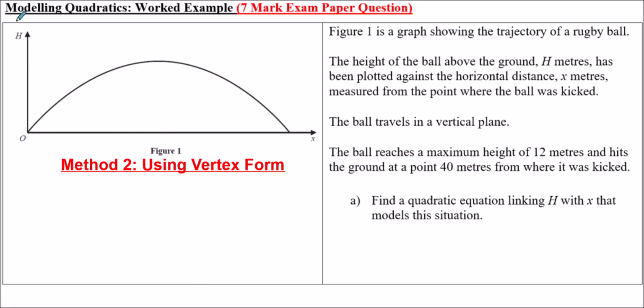Another method we could have used is going for the vertex form, the completed square form of this parabola. So we could have just jumped straight in and spotted this maximum height. The ball reaches a maximum height of 12 metres. So using the idea that it's at the maximum halfway between the roots, and we know that this is 40 and that this is 0, like I mentioned before, we can work out that the maximum height is reached when the ball is 20 metres away from where it was kicked.